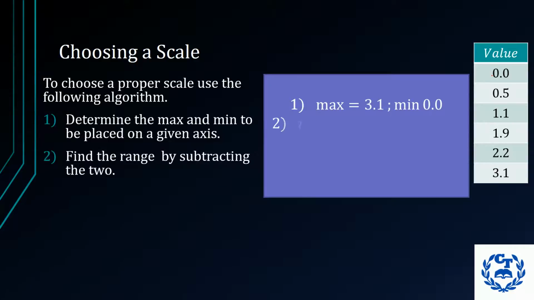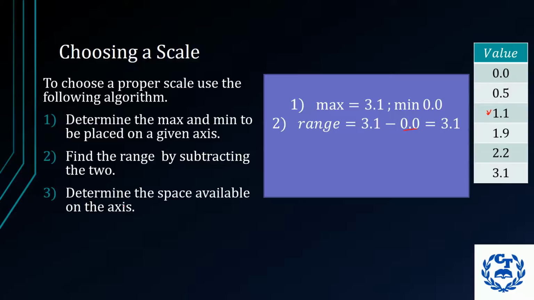Next, we're going to find the range, and the range is simply just taking the maximum and minus the minimum, and we get a value of 3.1. In some cases, it will not always be 0, and you will have to say, for example, start at this value here, maybe 1.1. Alright, and the reason that I show you this is so that you would understand even distribution. Next, we determine the amount of space available on our axis.